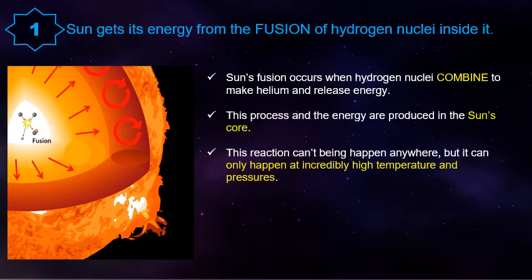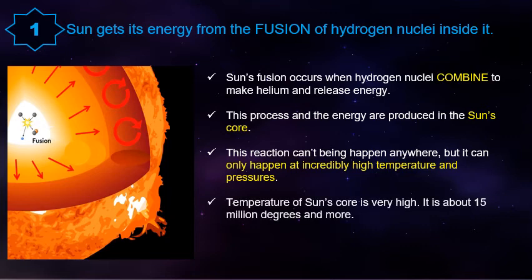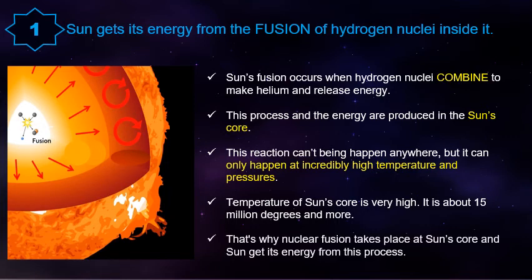This reaction can't happen anywhere, but it can only happen at incredibly high temperature and pressure. The temperature of the Sun's core is very high. It is about 50 million degrees and more. That's why nuclear fusion takes place at the Sun's core, and the Sun gets its energy from this process.